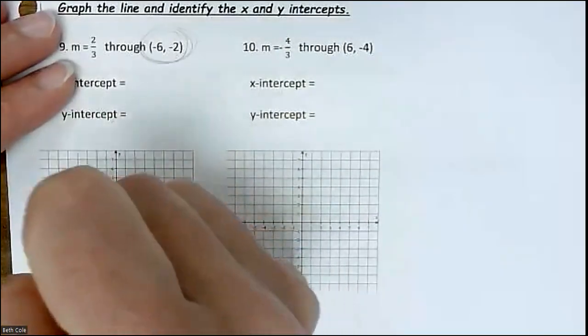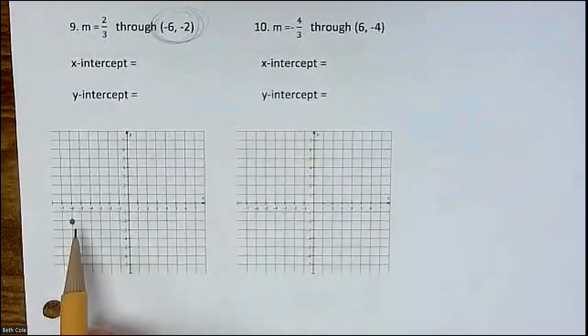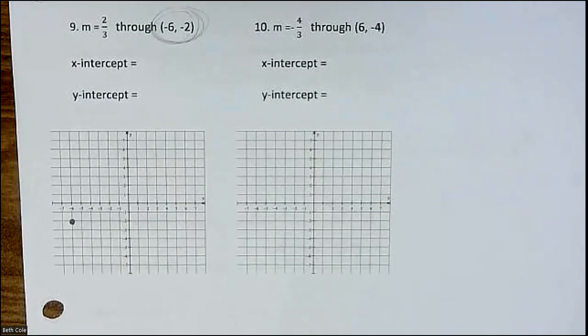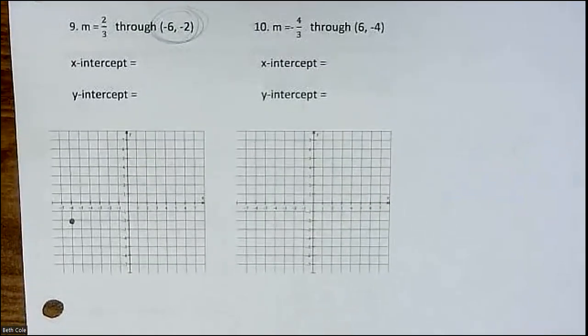3. Good job. We got there. It's right there. -6, -2. Oh my gosh. Do you see what happens when you make a mistake? You erase it and you fix it. Good job.